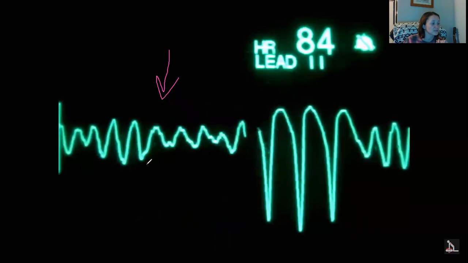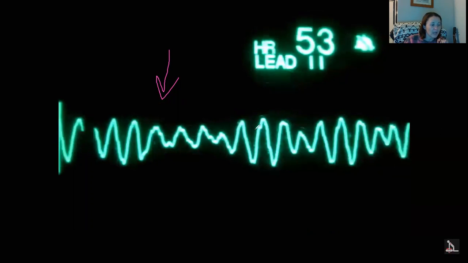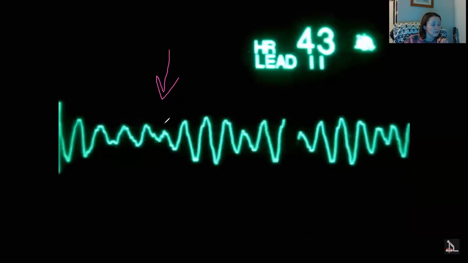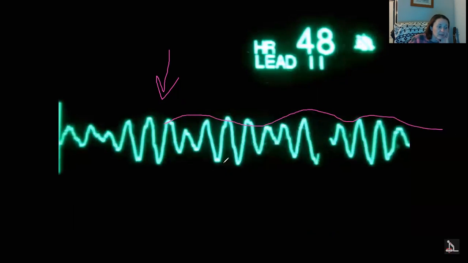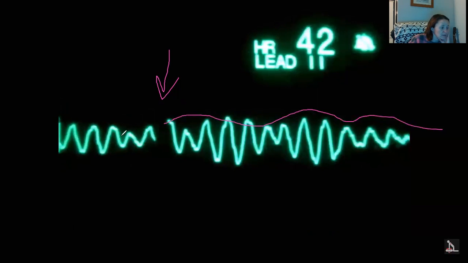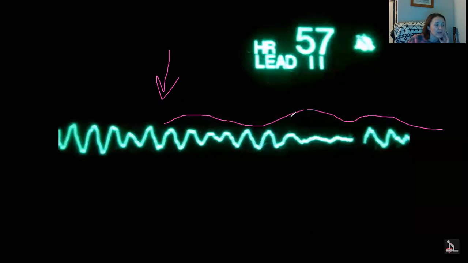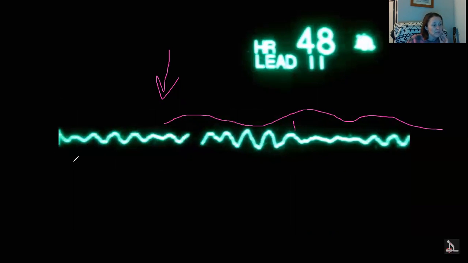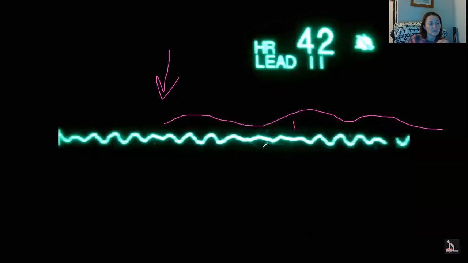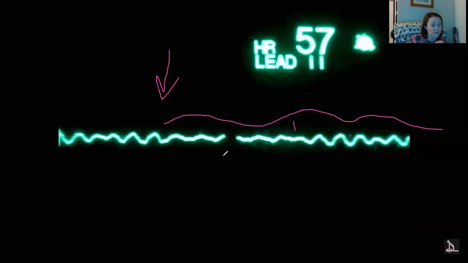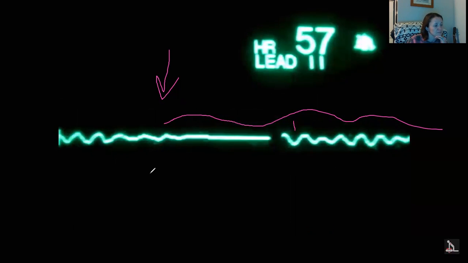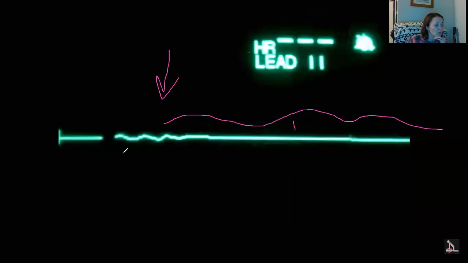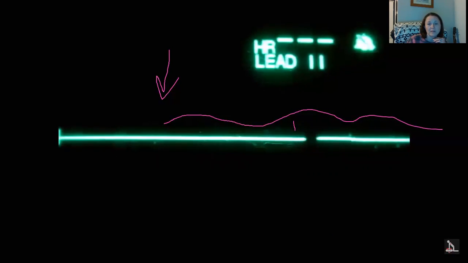Okay, so now we've switched over, and it looks kind of like a coarse fib, but it is getting worse. Okay, so now we're definitely in V-fib. We've got a small disorganized rhythm going on. And now we have gone into flatline, and there is no electrical activity at all.